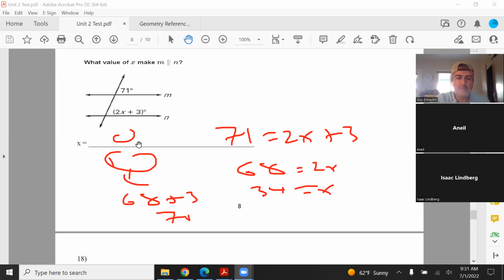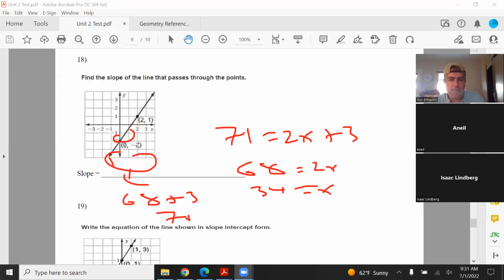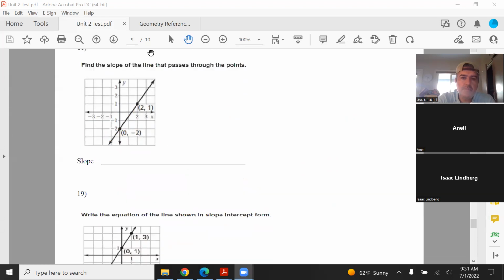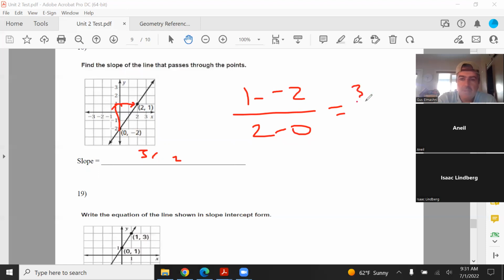So there we go. Okay, this one here, some of you guys did really, really well. Some of you guys had some trouble. Some of you guys weren't paying attention to the directions. Slope is a pretty easy concept, just rise over run. So you go up 3, right 2, 3 halves. Took me like 2 seconds. If you want to do the calculation, that's fine. 1 minus -2 over 2 minus 0. That's fine too. You get 3 halves.